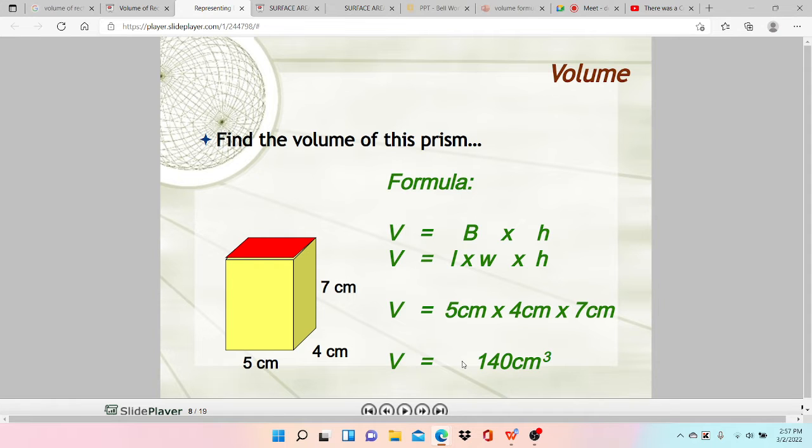140 centimeter cube, or 140 cubic centimeters. Or we can say 140 cc. Okay.